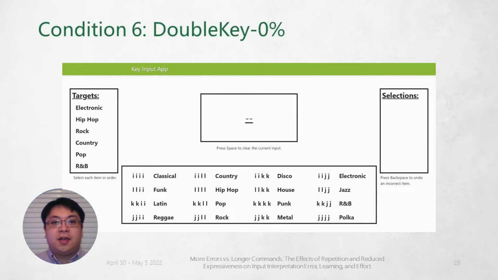We also tested a variant of the command repetition technique, where instead of repeating the full sequence twice, each key was repeated twice. Again, if the original sequence was JK, the repeated sequence in this condition was JJKK. This condition was simply tested at a 0% error rate.